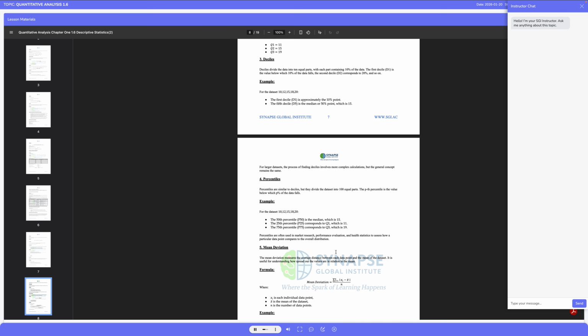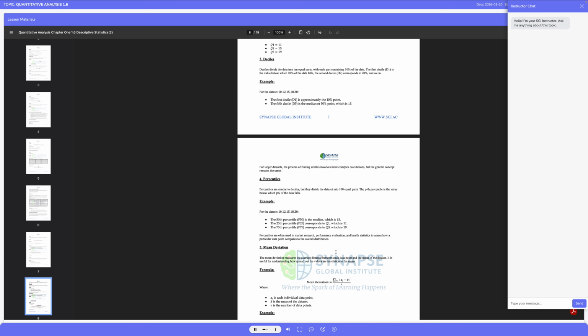Percentiles extend the idea of deciles further by dividing a dataset into 100 equal parts. The pth percentile is the value below which p% of the data fall. Percentiles are widely used in market research, performance evaluation, and benchmarking because they allow very precise comparisons within a distribution. For instance, being in the 90th percentile means that a value is higher than 90% of all observations.